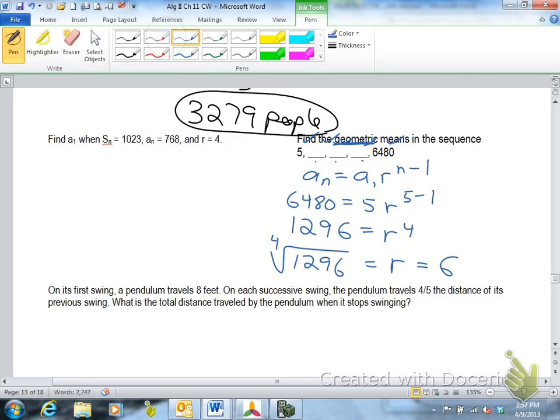That's not your answer though. Once you get 6, that's what you multiply by. 5 times 6 is 30, so that's the second term right there. Times 6 is 180, times 6 is 1080. 30, 180, 1080 are the missing terms.